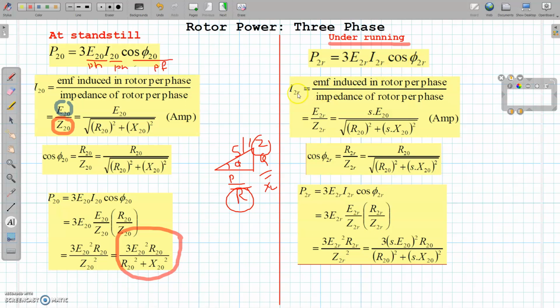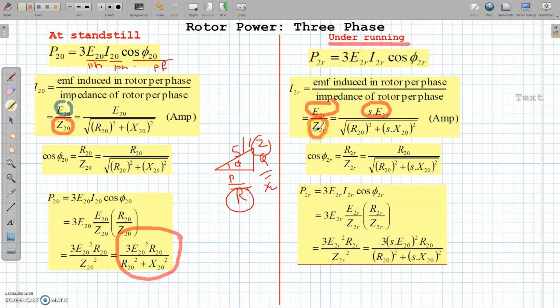So I will calculate I2R. For I2R, I have to take the EMF induced in the rotor per phase under running condition, and similarly the impedance of the rotor under running condition. Since it is E20 upon Z20 in this diagram, now here it is E2R upon Z2R. So how will we calculate E2R? What is the relationship of E2R with S? In the last video, we saw that E2R is equal to S times E20, that is slip into E20.